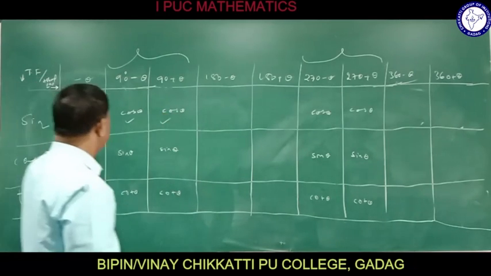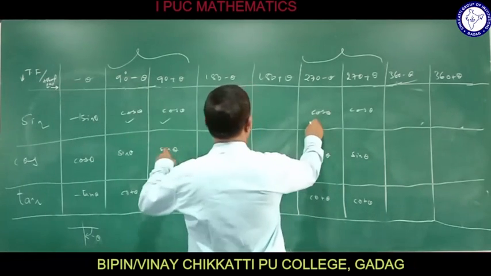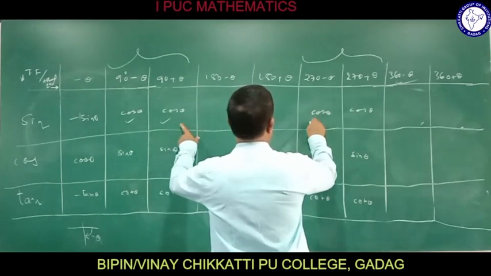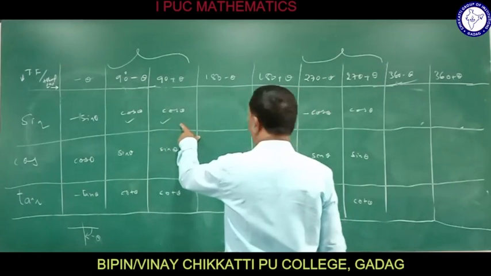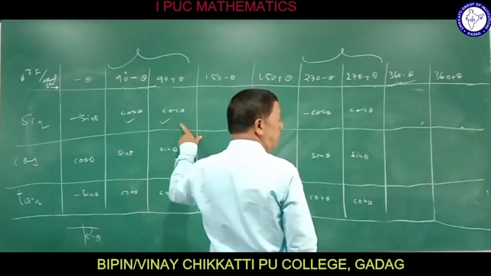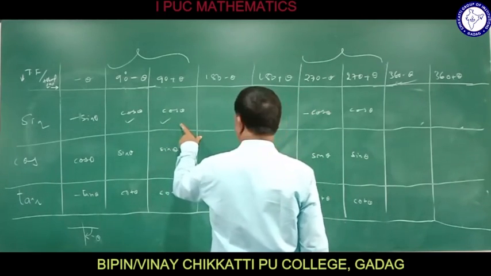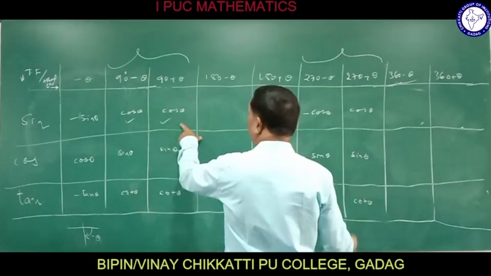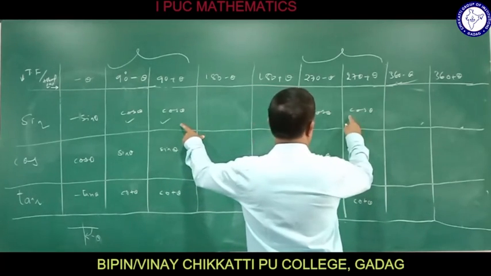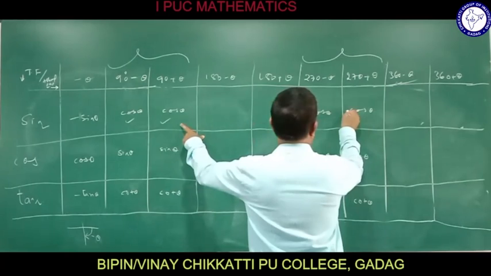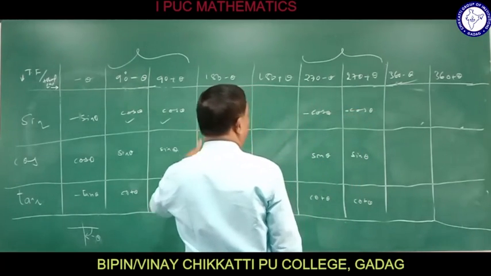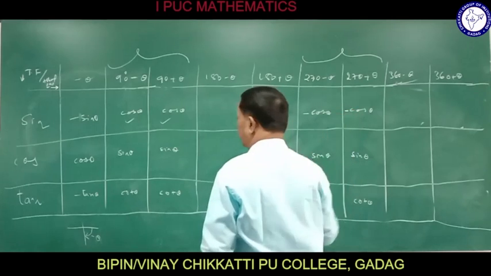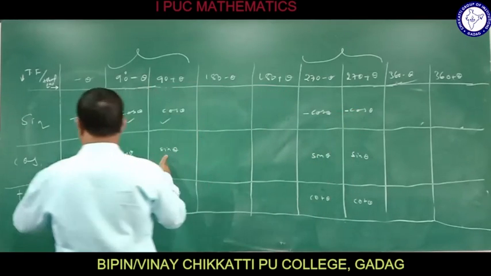But when you come to 270 minus theta, it is the third quadrant, where sine is negative. And 270 plus theta is the fourth quadrant, so this is also negative. And here you have to write the sign accordingly.